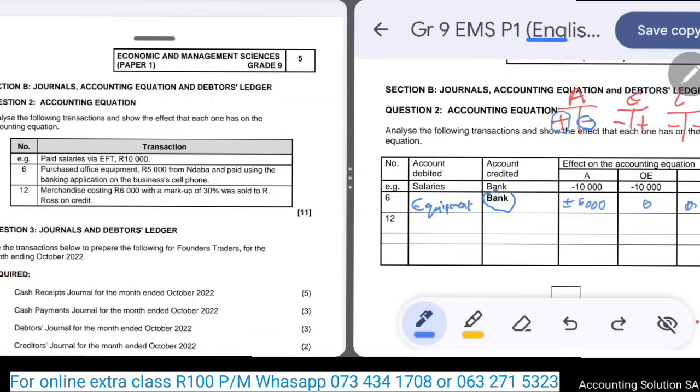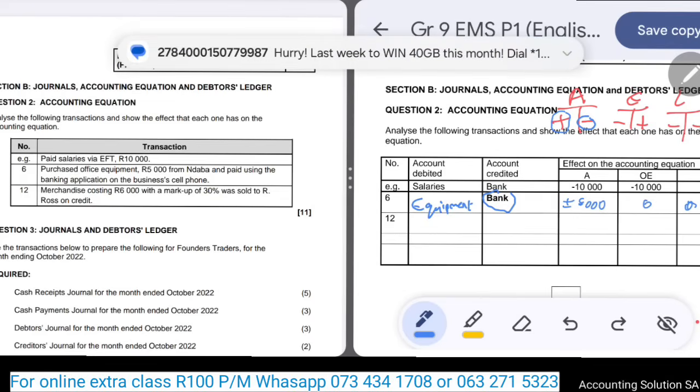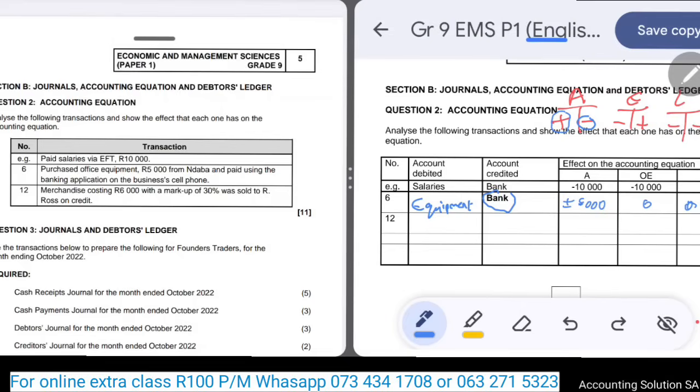Very easy. Okay, now the next one is going to have 2 transactions. Why? Because we must first recognize the sales, and after that we have to recognize the cost of sales. Okay, we have sold merchandise costing 6,000 with a markup of 30%. It was sold to Rose on credit. Okay, now this merchandise was costing 6,000, and they didn't tell us the selling price.